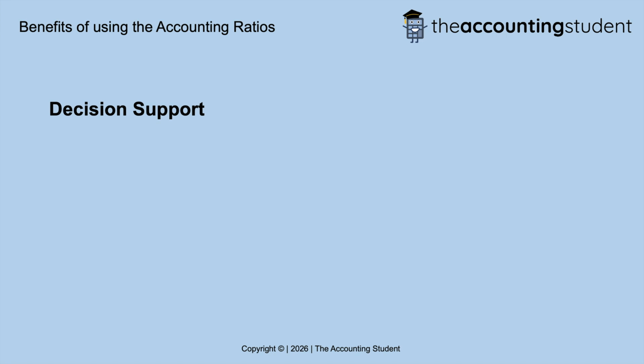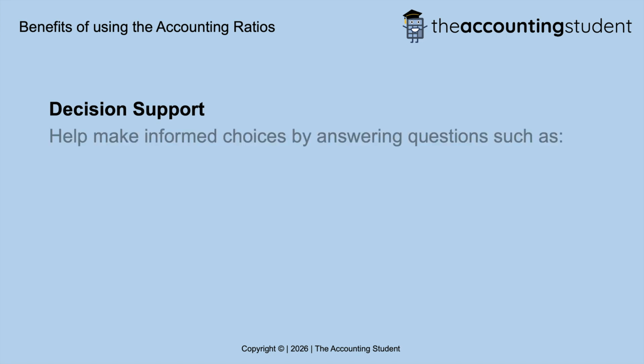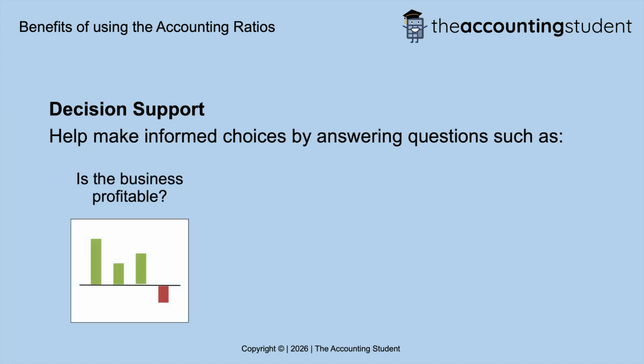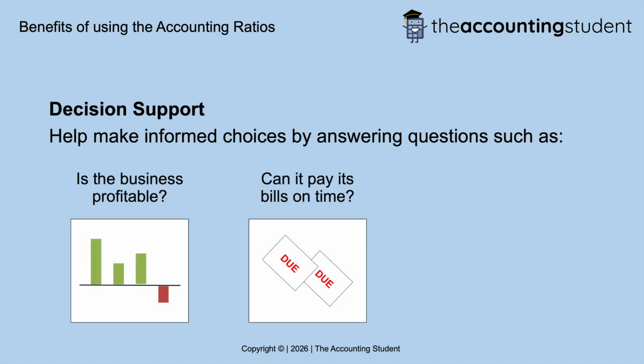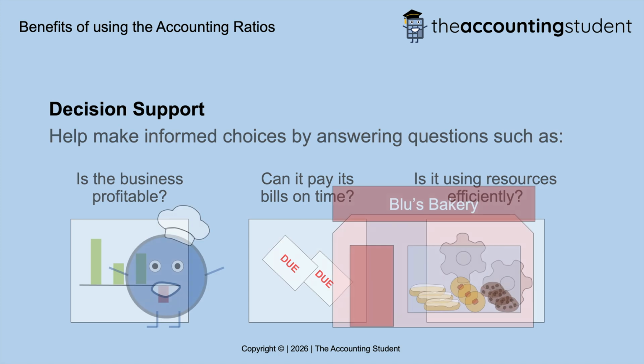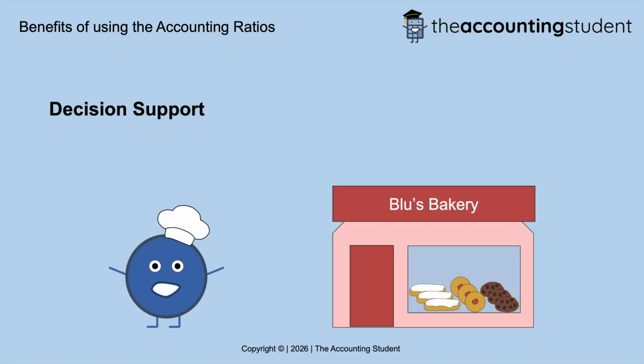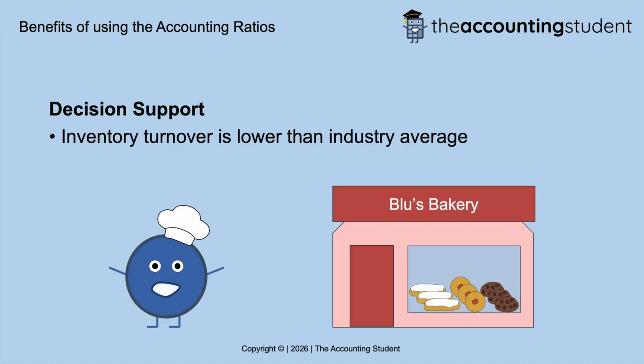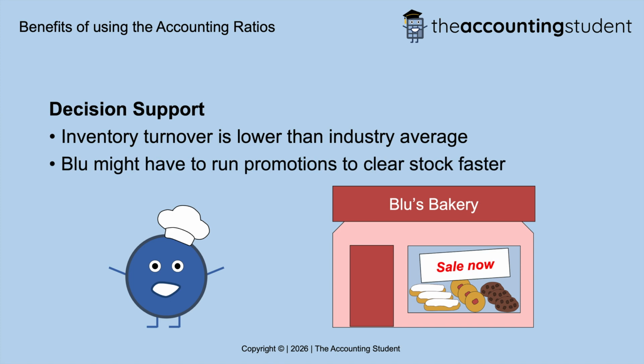Number 5 is decision support. The ratios can help owners, investors, and managers make informed choices by answering questions such as, is the business profitable? Can it pay its bills on time? Or is it using resources efficiently? For example, with our friend Blue and their bakery, if they check inventory turnover and they find out that theirs is lower than industry average, then Blue might have to run promotions to clear stock faster.